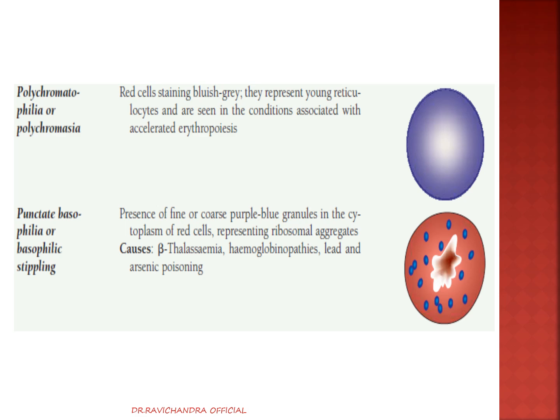Polychromatophilia or polychromasia: red blood cells staining bluish gray. They represent the young reticulocytes and are seen in conditions where there is a need for excessive or accelerated erythropoiesis. Punctate basophilia or basophilic stippling: presence of fine or coarse purple blue granules in the cytoplasm of a red blood cell, representing ribosomal aggregates. This is a characteristic feature seen in beta thalassemias, hemoglobinopathies, lead and arsenic poisoning.